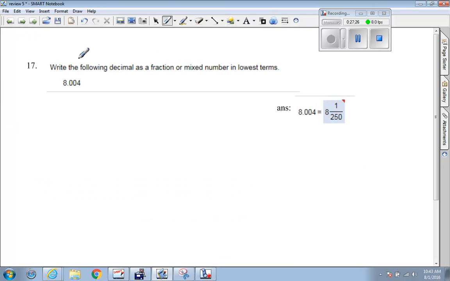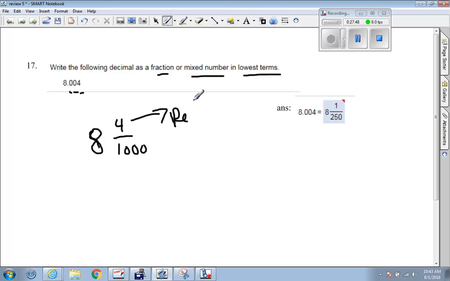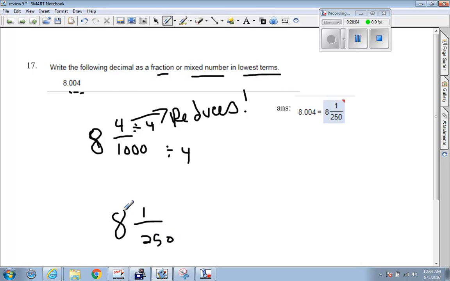And last but not least, write this decimal as a fraction or mixed number in lowest terms. Well, remember to do that, you think about place value. So tenths, hundredths, thousandths. So you would say 8 and 4 thousandths, and you would write it that way. 8 and 4 thousandths. But the thing is, 4 thousandths reduces. And guess what it reduces to? 1 out of 250. So if you divide by 4, divide by 4, 4 divided by 4 is 1, 1,000 divided by 4 is 250, and voila.